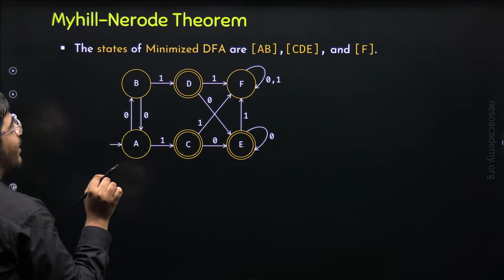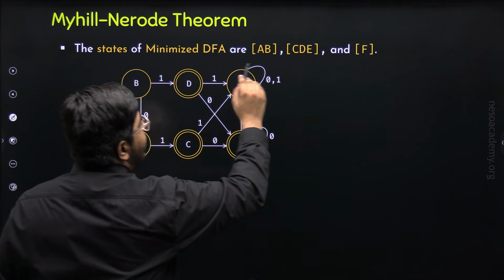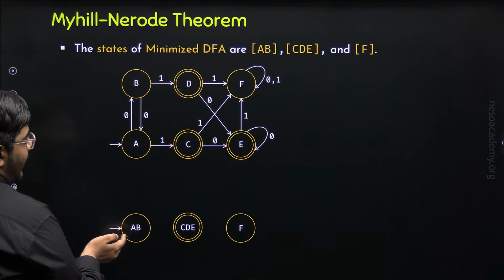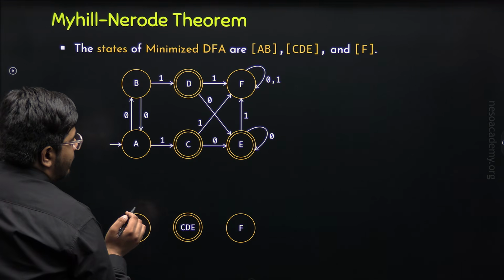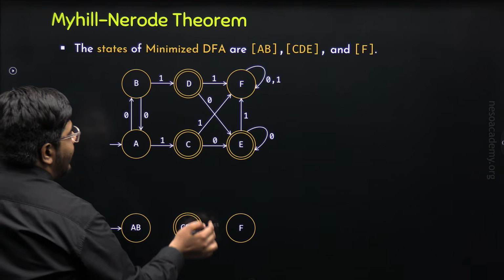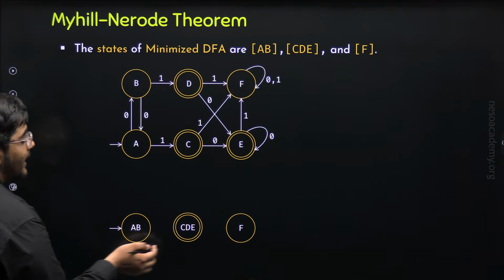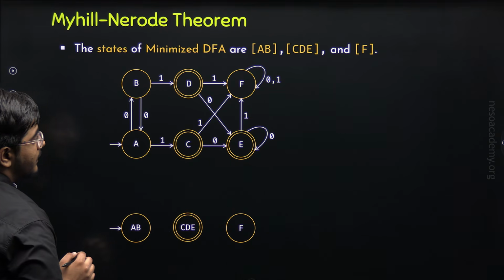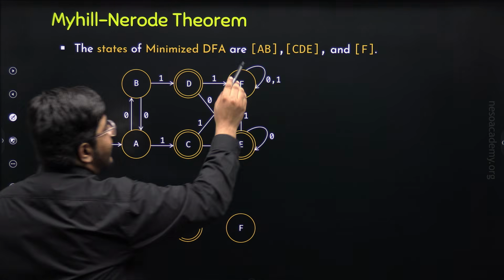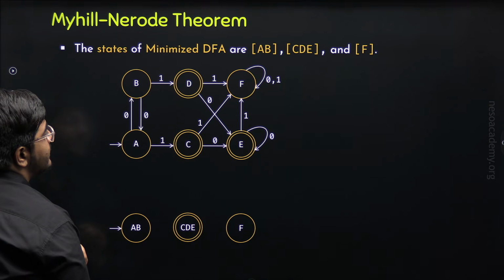Now we need to make the transition diagram of the minimized DFA containing these 3 states. So the 3 states are AB, CDE and F. AB is the initial state, CDE is the final state, and F is just a regular state. Now why is AB the initial state and CDE the final state? Because the initial state of our original DFA is A, and the state containing A is only this one. That is why AB is the initial state.